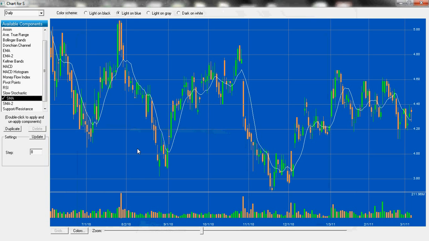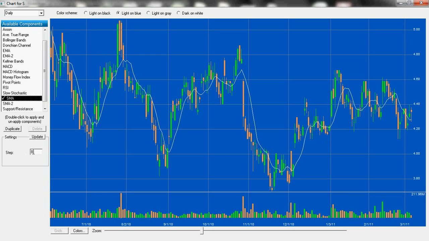SMA stands for Simple Moving Average. It is a simple arithmetic moving average. All it does is take the average closing price of a stock over a selected period of time. So basically it was designed to follow a stock.